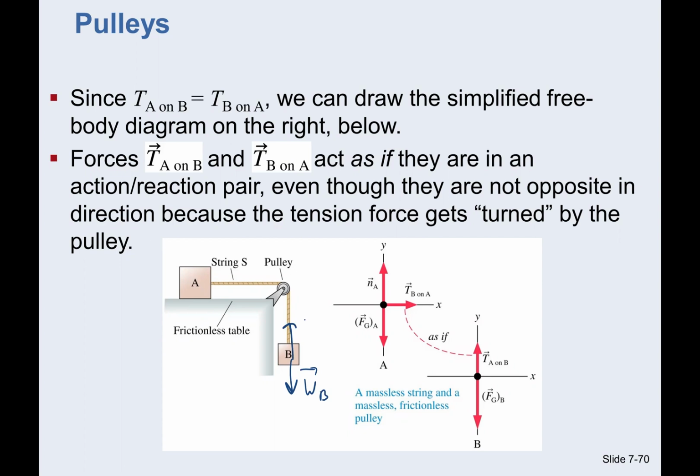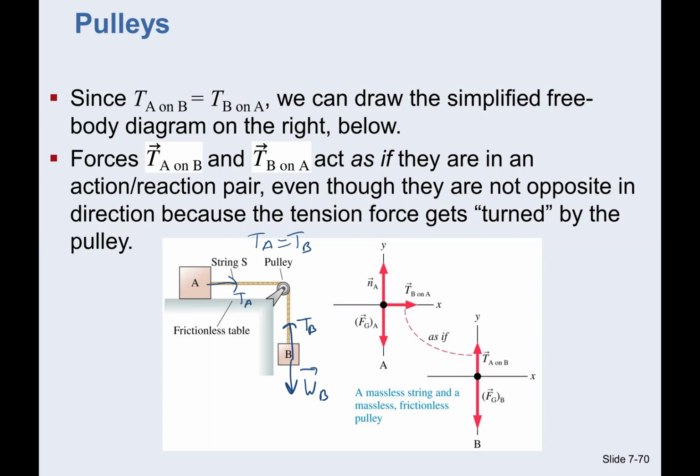Even though there's a tension there, remember, because this is exactly the same string, even though it goes over the pulley, it's still the same string, then I can say that the tension acting on A is the same as the tension acting on B, right? So let's say, for example, this is tension acting on B, and here's tension acting on A, but they're the same.